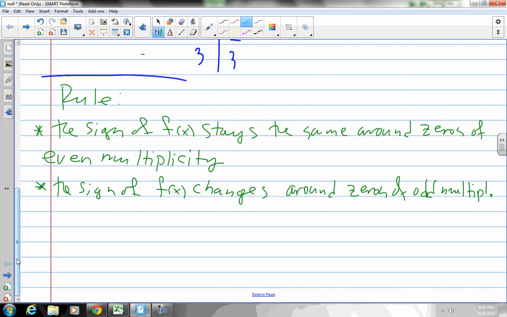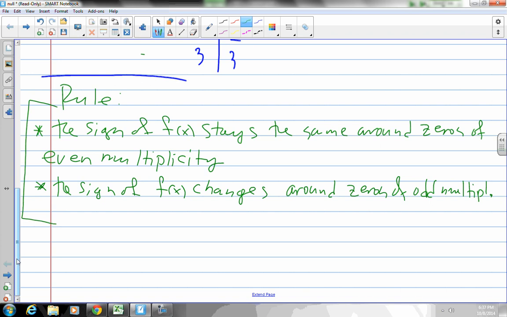Okay? And again, this makes sense because with even multiplicity, the graph bounces off the x-axis, so it stays on the same side of the x-axis, meaning the values of the function have the same sign. While with odd multiplicity, you cross the x-axis, so you go from negative to positive, or from positive to negative. This will help us later on. Important rule.